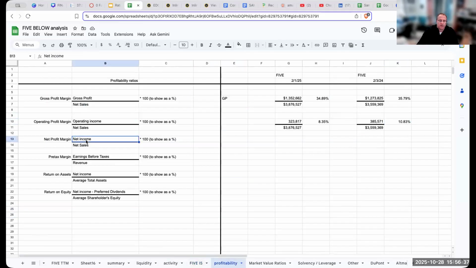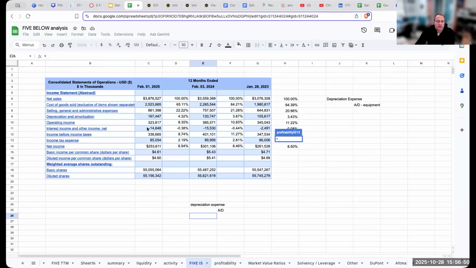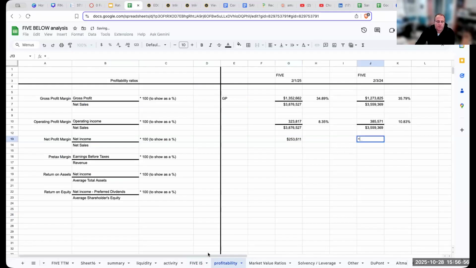Our next one is going to be our net income divided by our net sales, or what we call our net margin, or net profit margin. My net income over here was basically 253,611. Over here, this is going to be 301,106. And again, I'm dividing this by my net sales.